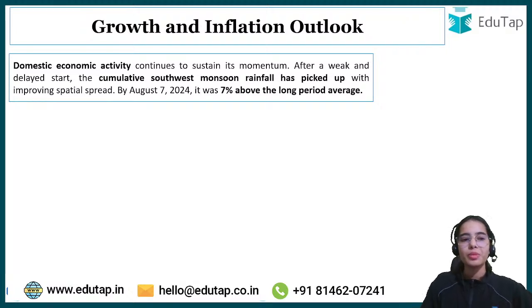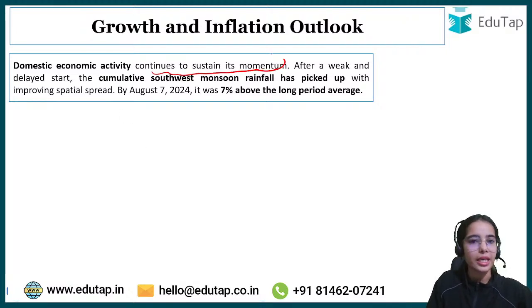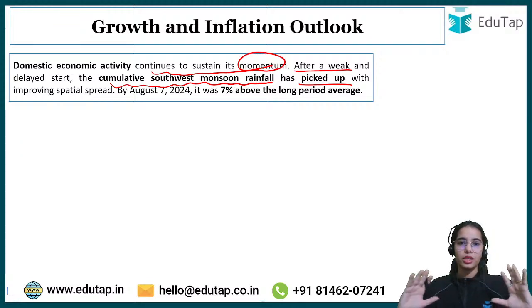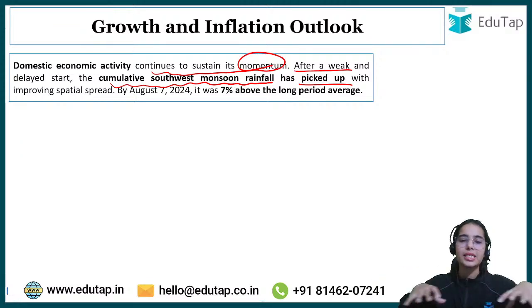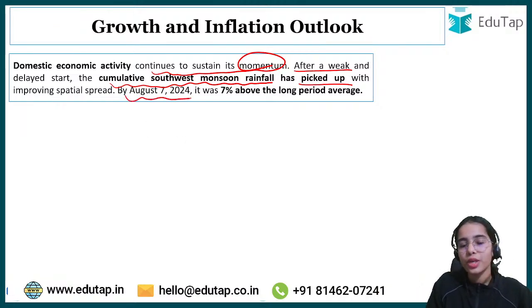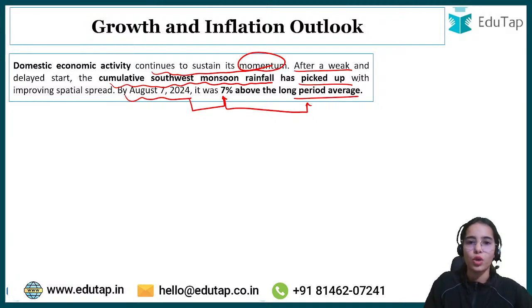Policy Committee? So domestic economic activity continues to sustain its momentum. So domestic activities are having the momentum. After a weak and delayed start, the cumulative southwest monsoon rainfall has picked up. So monsoon rainfall is good, and with improving spatial spread. So the monsoon is having the spread in the country. Okay, by August 7, 2024, it was 7% above the long period average. So the monsoon was good and it has picked up its pace.